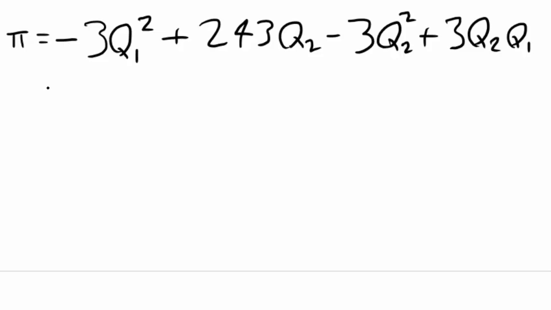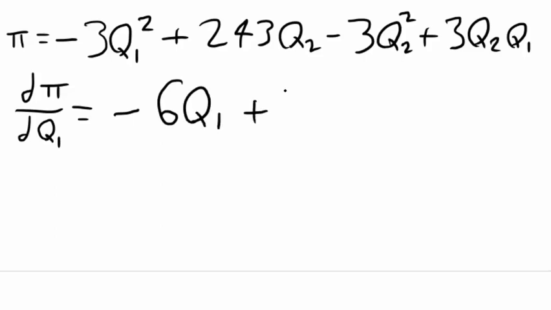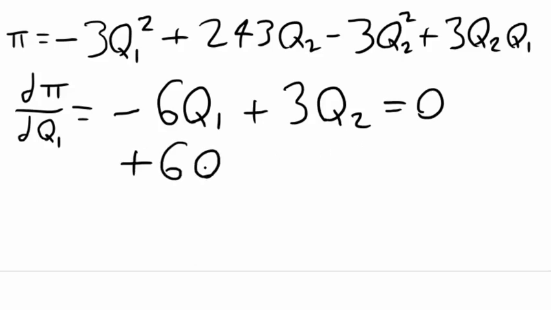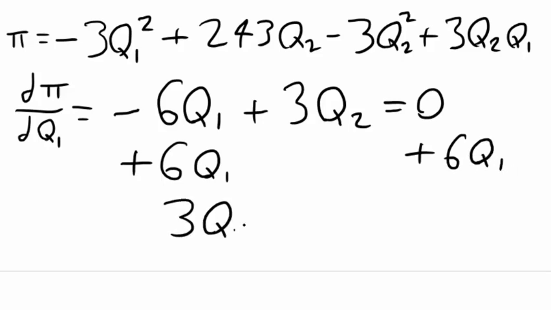But since we have two different variables, we would have to take the partial derivatives, or the derivatives with respect to each variable. So first off, we'll take the derivative of profit with respect to Q1. And so that derivative ends up being negative 6Q1 plus 3Q2 equals 0. And if we were to solve for one of the variables, so let's say we'll solve for Q2, we would add 6Q1 to both sides, and we would get 3Q2 equals 6Q1.